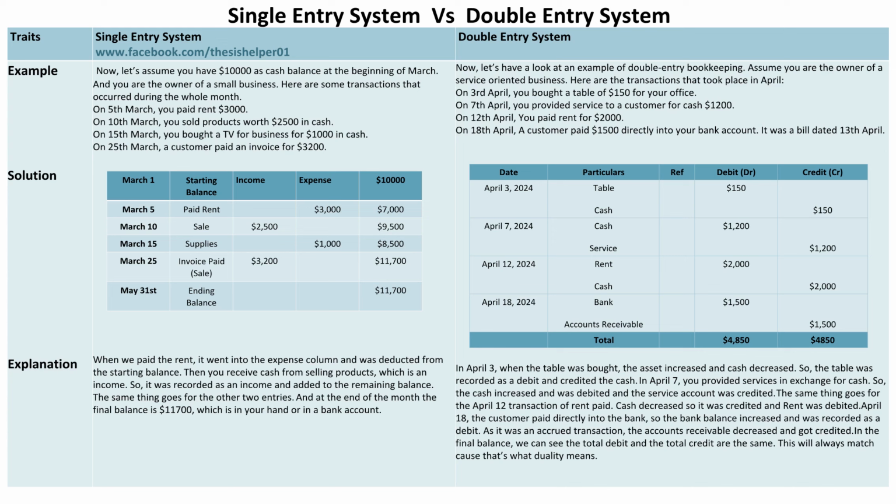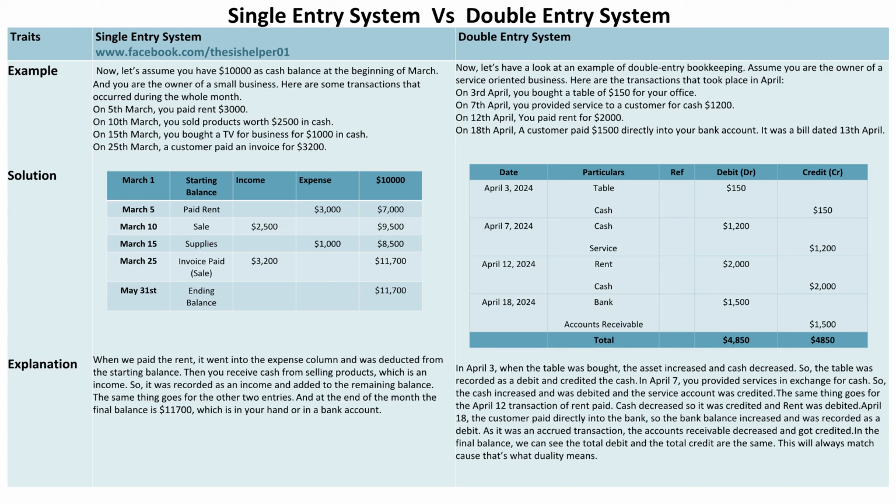The solution is given for idea for double-entry system. Explanation: in the example, on April 3, when the table was bought, the asset increased and cash decreased. So, the table was recorded as a debit and cash was credited. On April 7, you provided services in exchange for cash. So, the cash increased and was debited and the service account was credited.